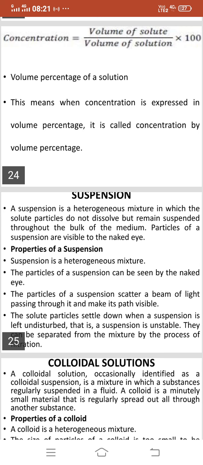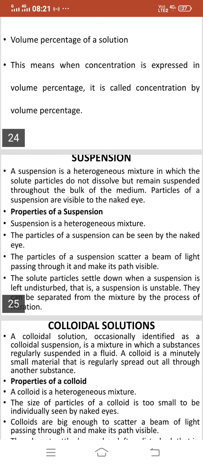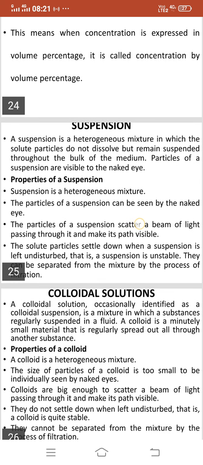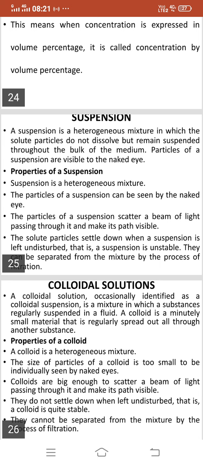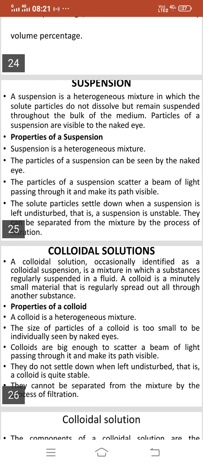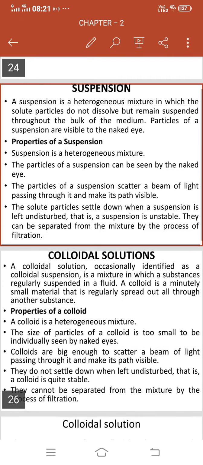Suspension is a heterogeneous mixture. The particles of a suspension can be seen by the naked eye. The particles of a suspension scatter a beam of light passing through it and make its path visible. The solute particles settle down when a suspension is left undisturbed. That is, a suspension is unstable. They can be separated from the mixture by the process of filtration.